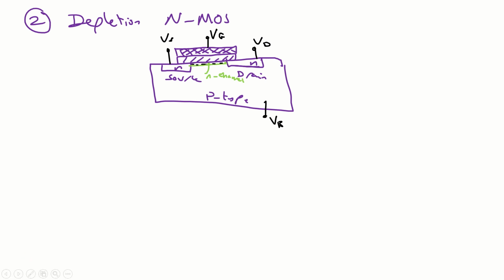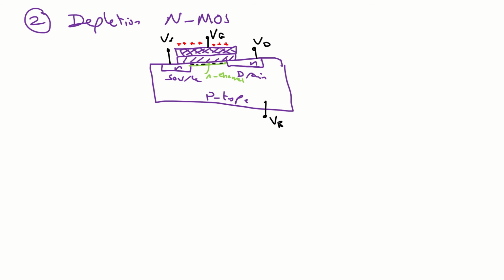Let us think about it. If we apply positive voltage, more current will come, more electrons will come here and the channel will be more. So this is why the device won't be off.